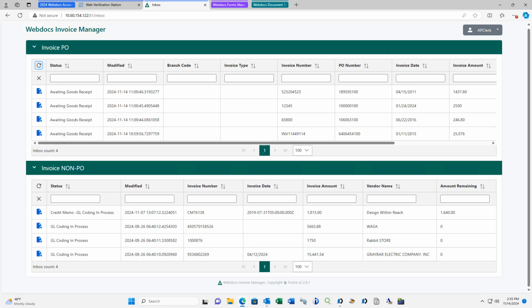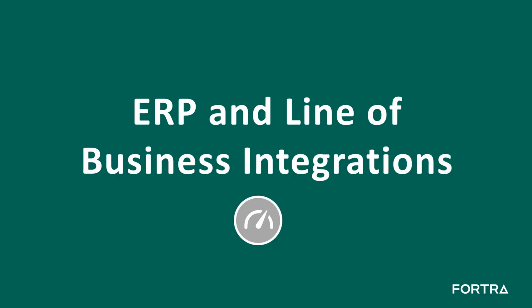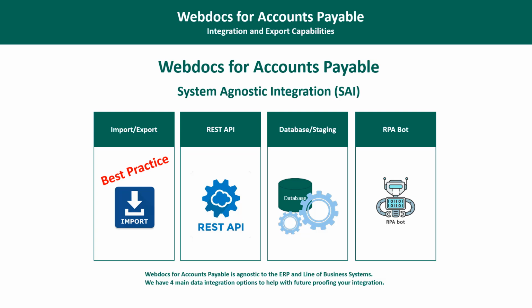All right, and then for time purposes, I am going to pull open one more thing here. I like to talk about the ERP or line of business system integration, right? So we have all those different areas that we can do. Best practice is usually the import process, so exporting an XML for you to be able to import in. We have REST API capability, we have database and staging table capability, and we also have that RPA automation bot capability inside the Fortra solution.